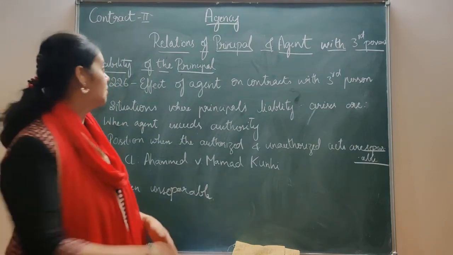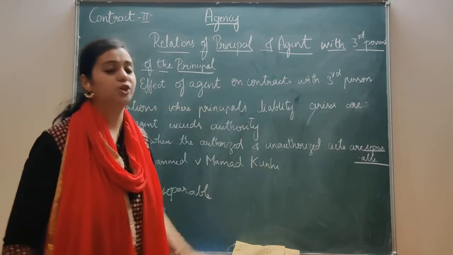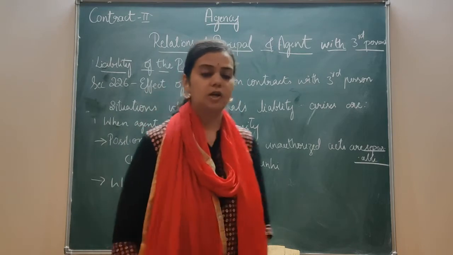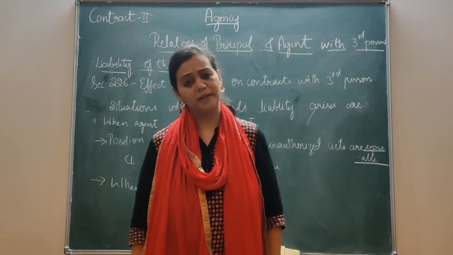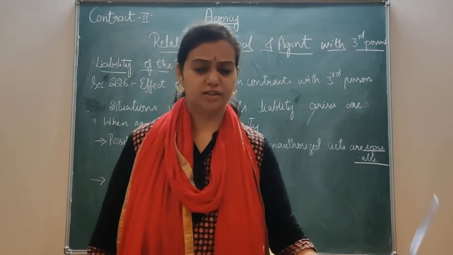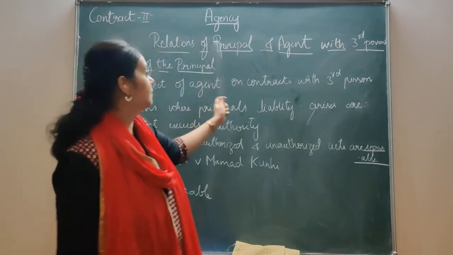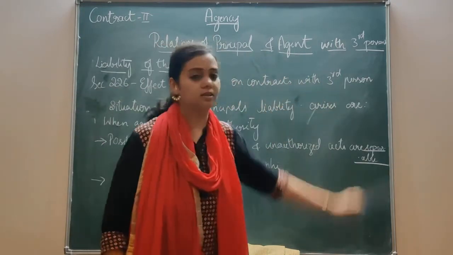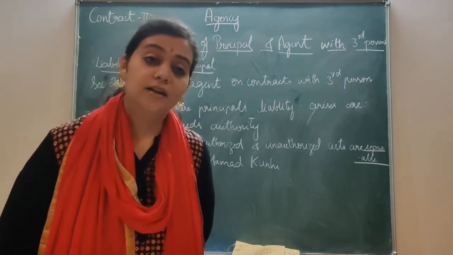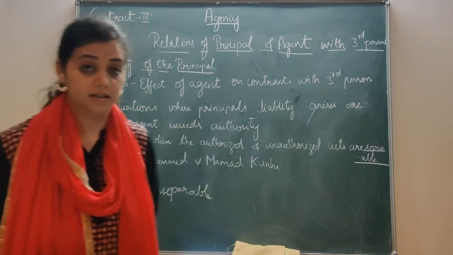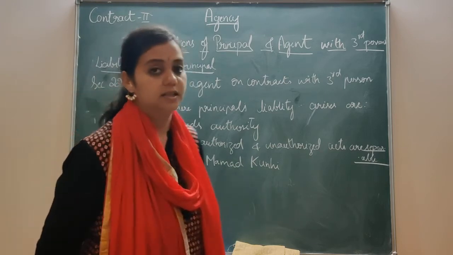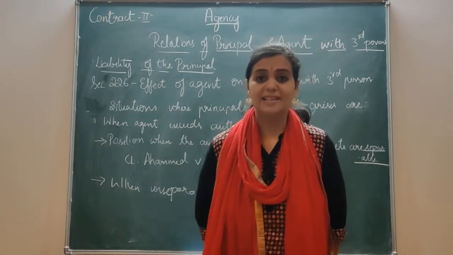Now, let us know the relations of principal and agent with a third person. The agent is entering the contract with the third party on behalf of the principal, right? So there must be a relation. There is a relation between the principal and the third person, and the agent and the third person. Let us know when the liability of the principal arises and when the liability of the agent arises. So under this we are discussing two important things, that is the agent's liability and the principal's liability.